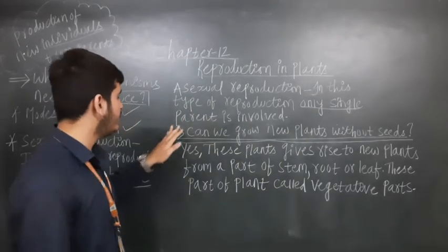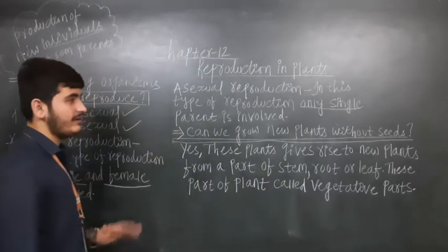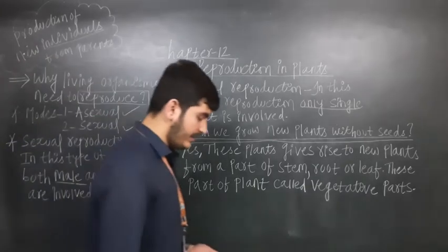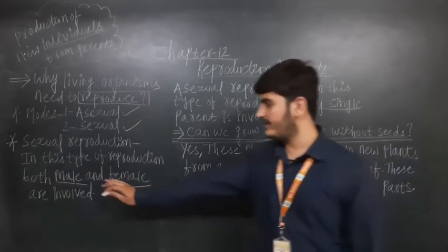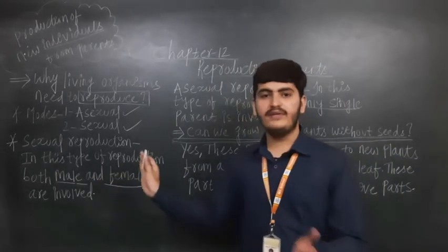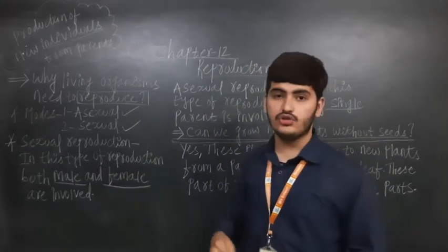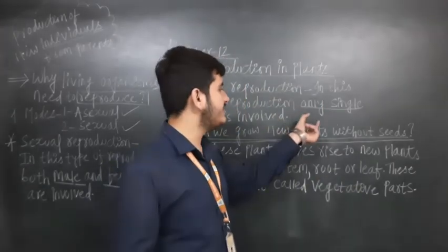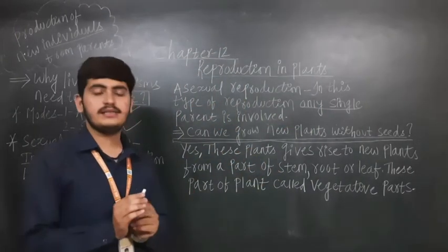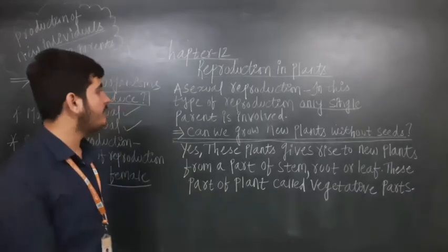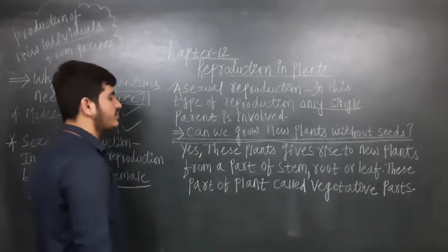Now you are confused, in sexual reproduction means what? Now only I have told. Okay, reproduction means to give birth to the young one. So here you come to know, okay, the male and female both are involved, so they will give birth to the young one or to the individual. But here it is written only a single parent is involved in asexual reproduction. So let's just see how the plants are doing asexual reproduction.